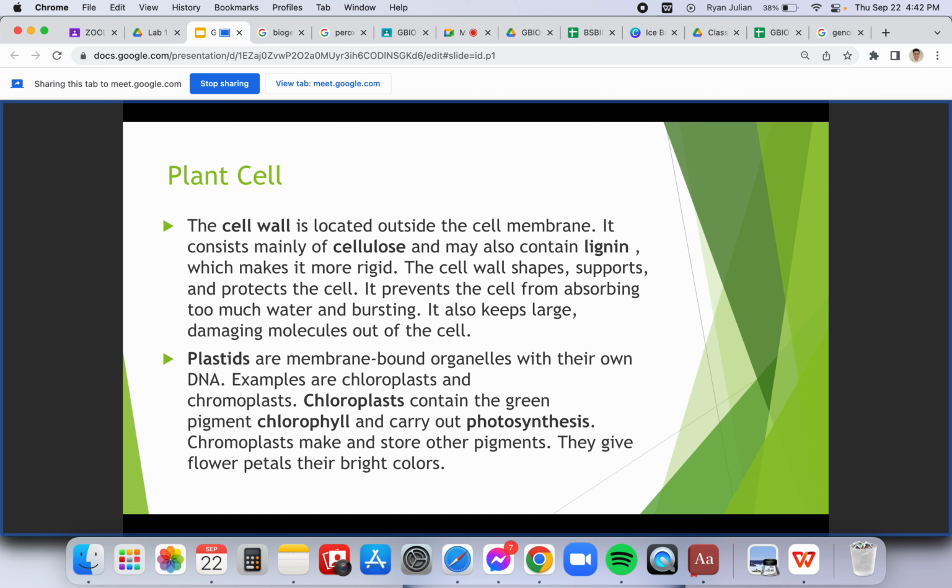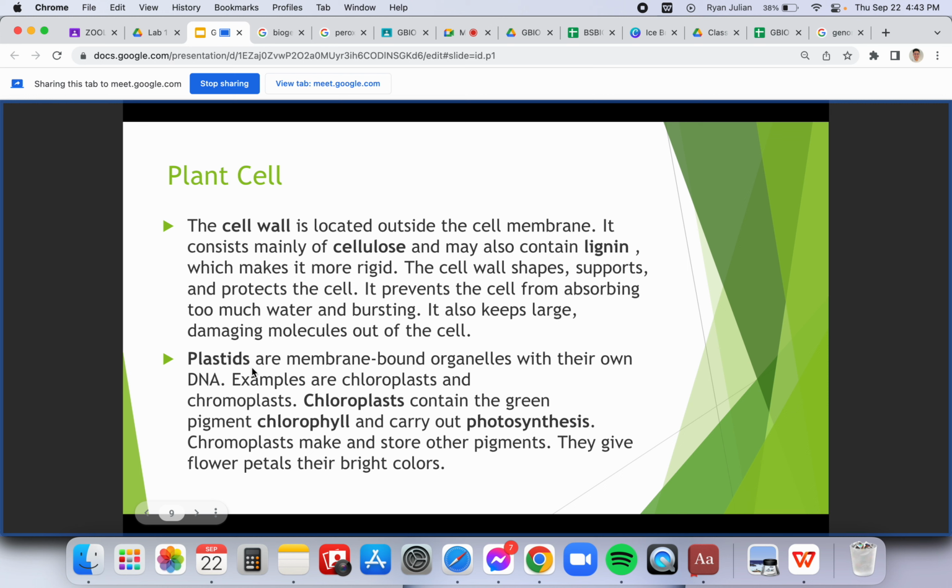Kasi class, imagine, kapag lahat ng substances ay pumasok lahat sa cell, diba, it's gonna cause a lot of discrepancy inside it, wherein the nucleus is no longer gonna be able to maintain the different activities that occur inside the cell. That is one of the reasons why the nucleus is really crucial para sa regulation ng iba't ibang activities inside the cell. Okay. The cell wall also prevents the cell from absorbing too much water and bursting eventually. It also keeps large damaging molecules out of the cell, wherein these molecules are substances that should be eliminated from the cell to prevent discrepancy in it.